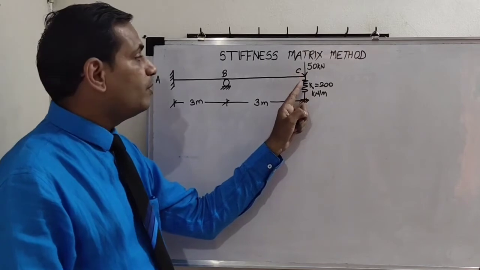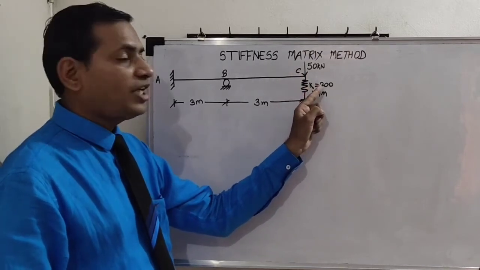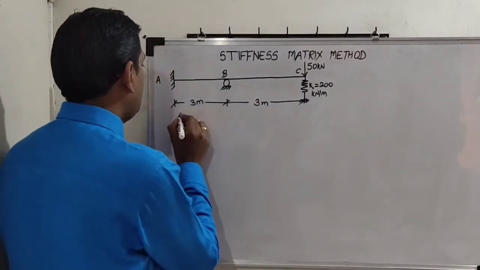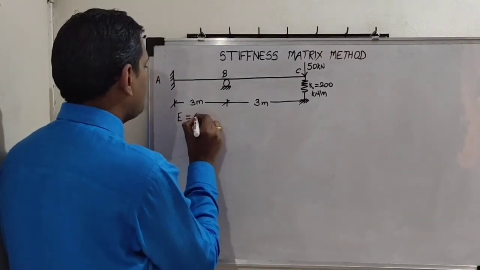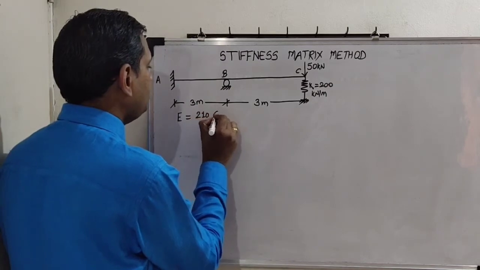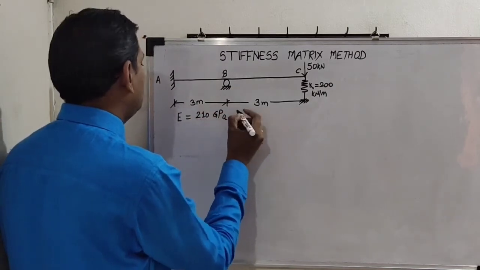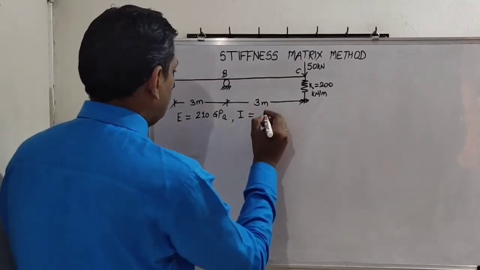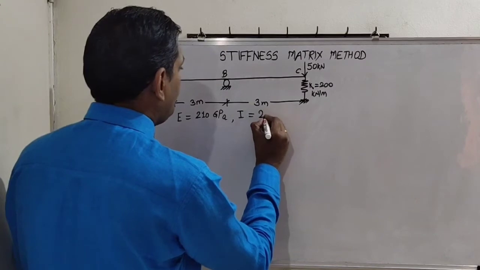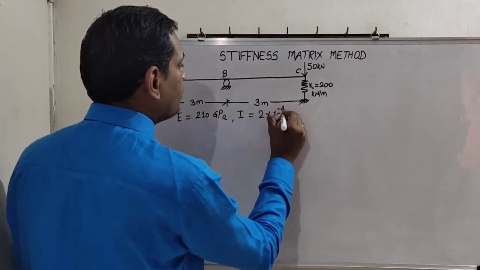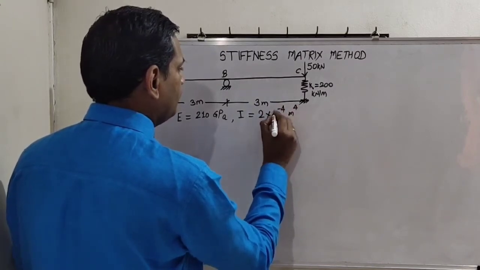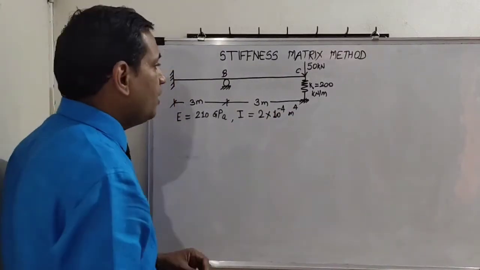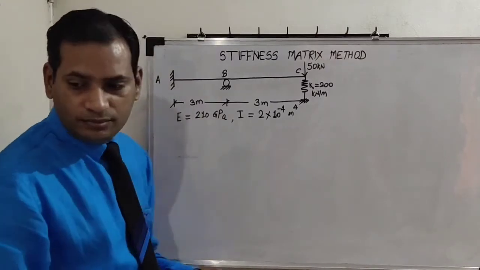Joint C is supported by spring support, its stiffness has been given, and there is one more thing given. E is 200 gigapascal and I value is 2 into 10 raised to minus 4 meter raised to 4. Okay, so this is what has been given and we have to start with the analysis.